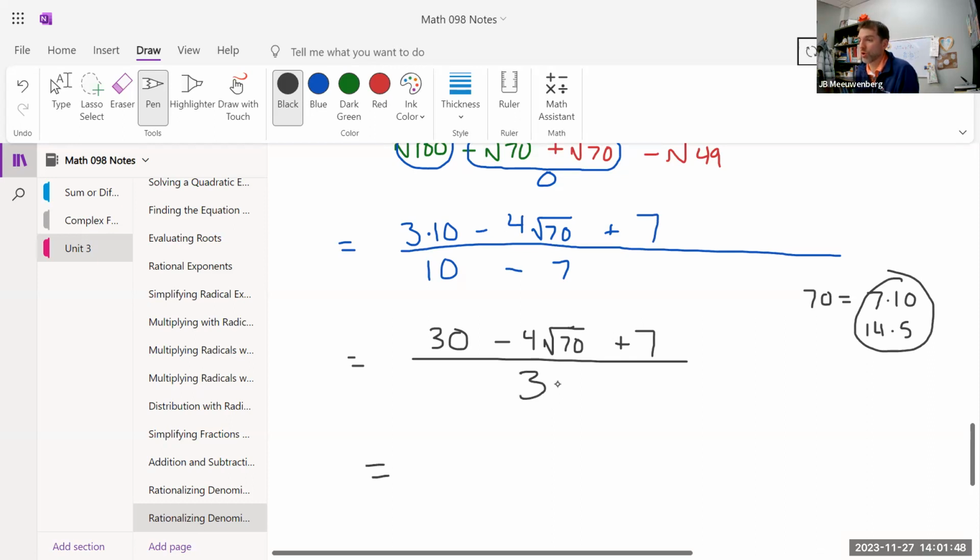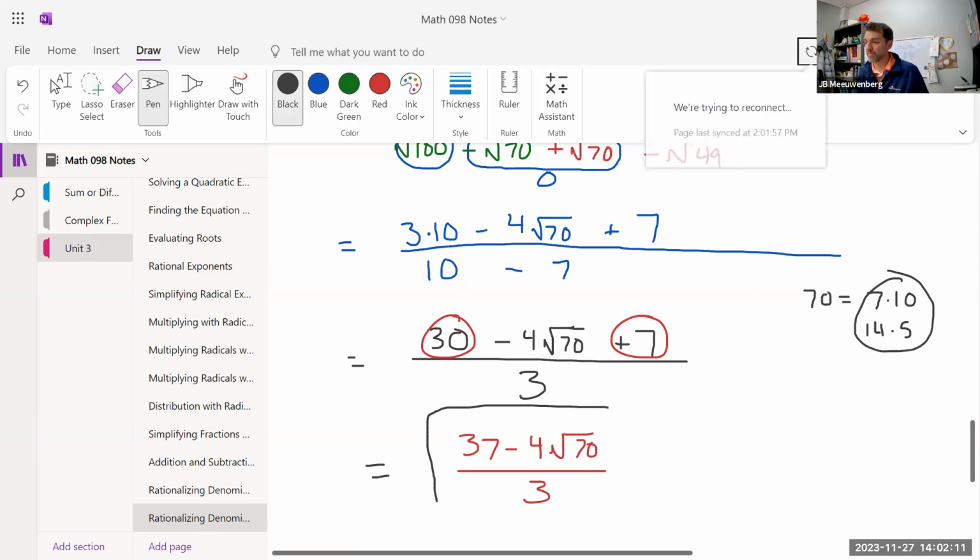And you might have noticed also that in that numerator, we still have a couple other regular old constants that can be combined. 30 plus 7 is 37 minus 4 radical 70. Whoops, I forgot to write the 4. 4 radical 70 all over 3. And that's as much as we can do. This is our final answer. Nothing can be simplified here. We are done with that.